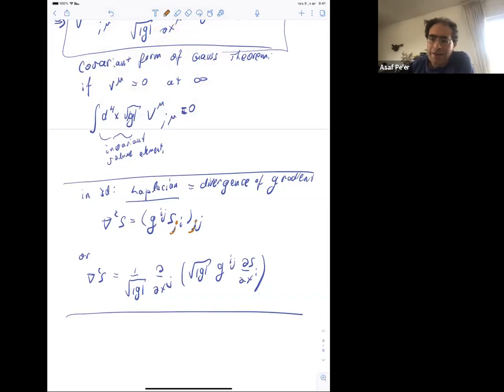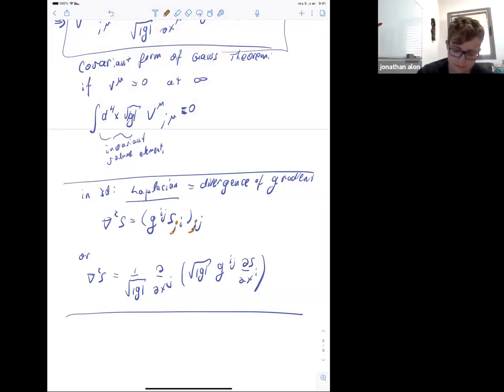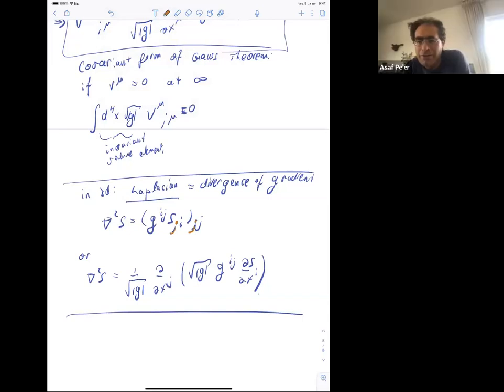Okay, sorry. The derivative of s with respect to i, multiplied by g^ij, and then I take the derivative of all that with respect to j. It's much more elegant.